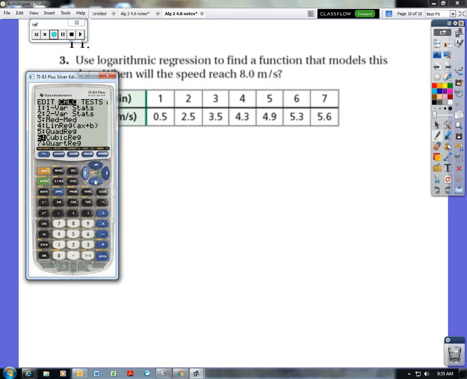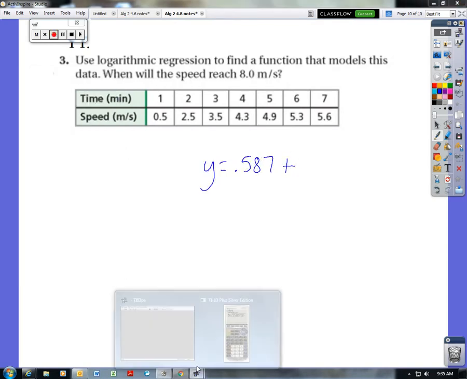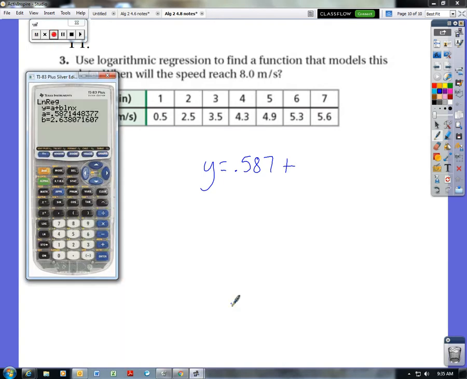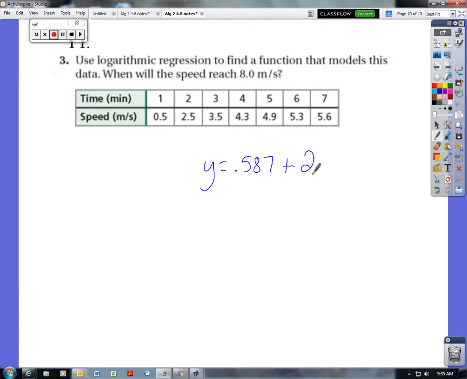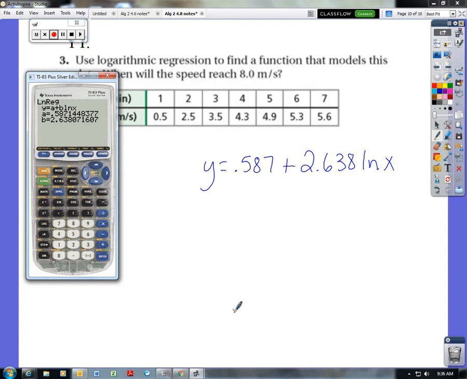So let's see, second quit, clear, stat calc. We have to go down to ln reg, natural log. And let's do vars, y vars, enter, enter, enter. And we'll write down our equation. 0.587 plus 2.638 natural log of x. So please write down your equations when you're doing these.